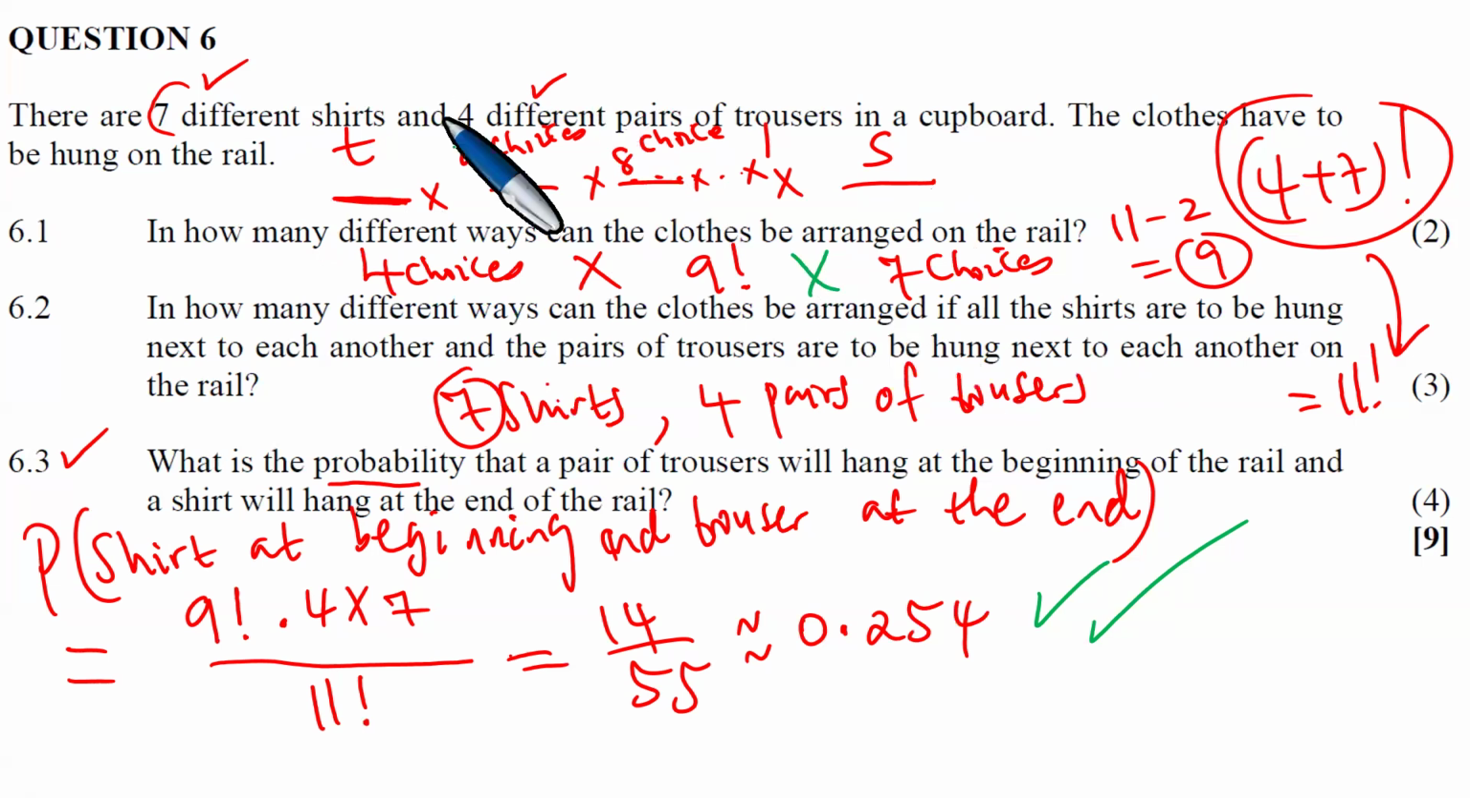That is why you have the 4 and the 7. And then after 11 minus 2, you remove the 2 that you have put there. Then the remaining things in the middle: 11 minus 2 is 9. So you're left with 9 pairs of trousers and shirts that you need to organize. Makes good sense. Right, so we move on to the next question.